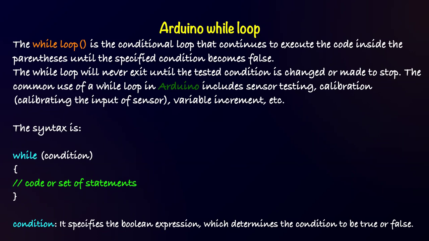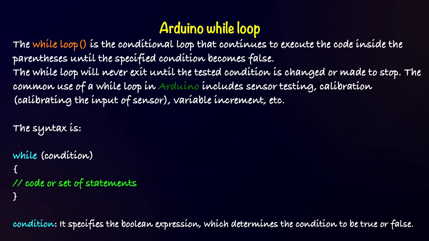How is it different from the for loop? We are not giving that kind of condition, like increment and all. The while loop will never exit until the tested condition is changed or made to stop. The common uses of a while loop in Arduino include sensor testing, calibrating the input of a sensor, variable increment, etc.